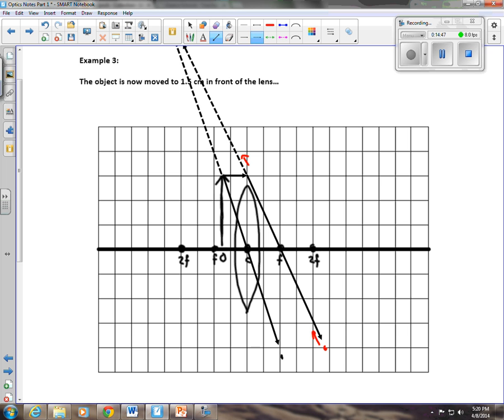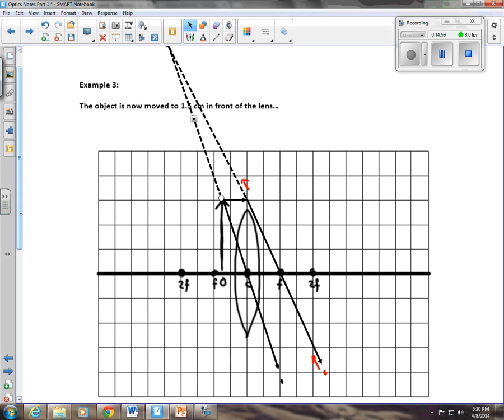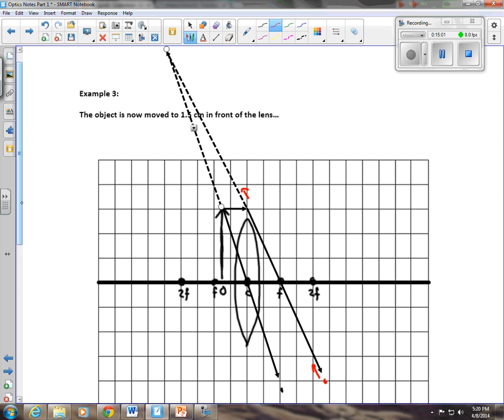And it looks like they're going to meet way back here someplace. Extend these back like that until they meet. Then I draw in the object from the center line to where they meet. So this time it's going to be pointing upward, so it's something like this. Okay, so there's my image.